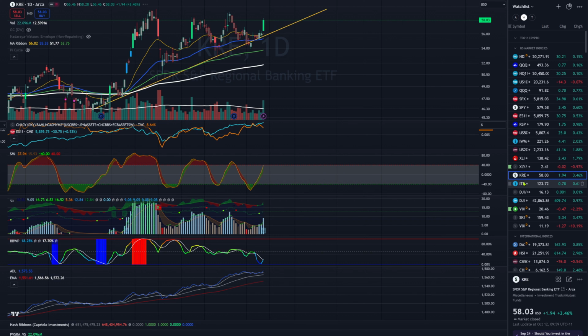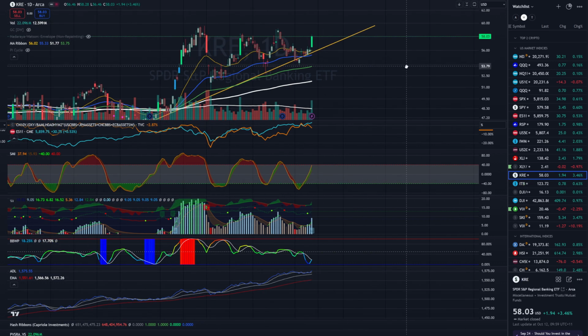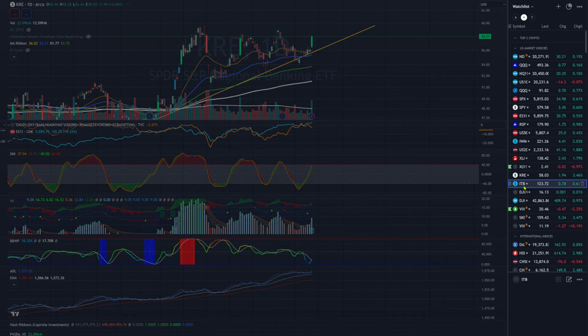So KRE's obviously had a good Friday as well. Sorry, this is the banking ETF, regional banking. You want to see this keeping on running as well. If this turns over early and the rest of the market's still going, that's probably a good early exit sign as well.